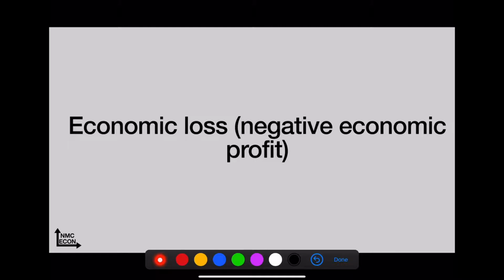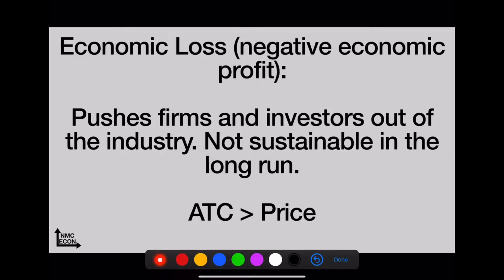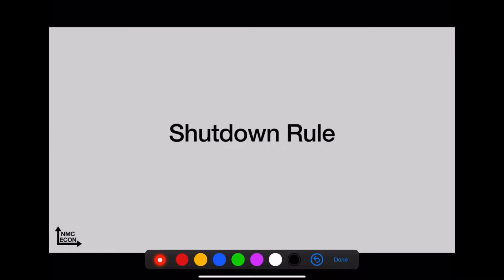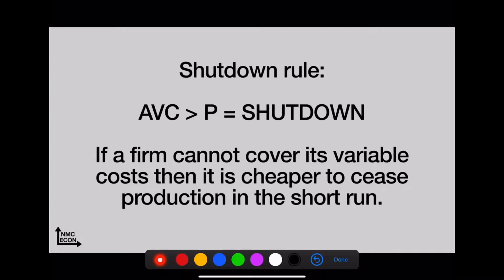Economic loss, or a negative economic profit. This will push firms and investors out of the industry. You can't do this in the long run. You could do it in the short run as long as you're covering variable costs. It happens when ATC, average total cost, is above price. And for perfect competition, remember, price equals marginal revenue. Shutdown rule. When AVC, your average variable cost, is bigger than your price, you should shut down.